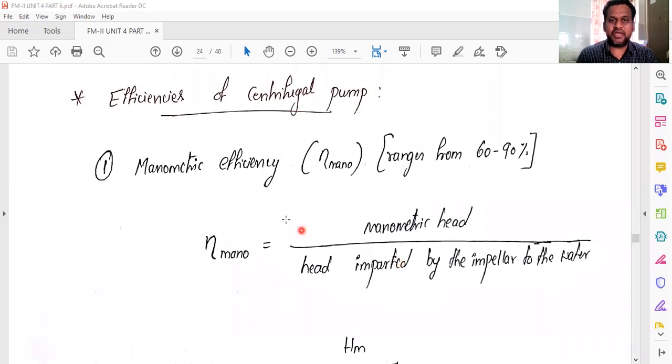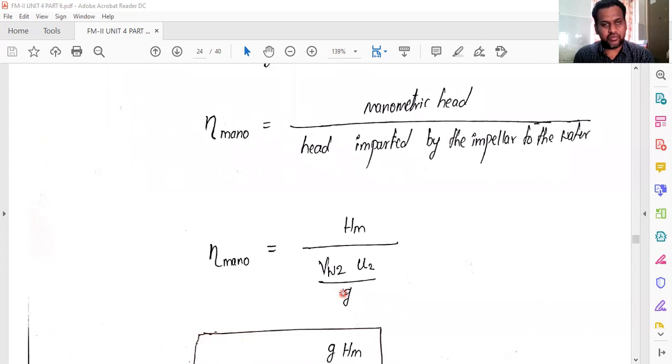The first one is manometric efficiency. These are simple formulas. You remember those formulas and you can solve the numericals. Manometric efficiency ranges from 60 to 90%. The formula for manometric efficiency can be written as manometric head divided by the head imparted by the impeller to the water. Obviously, efficiency is output by input, correct? So manometric head divided by head imparted by the impeller on the fluid or on the water.